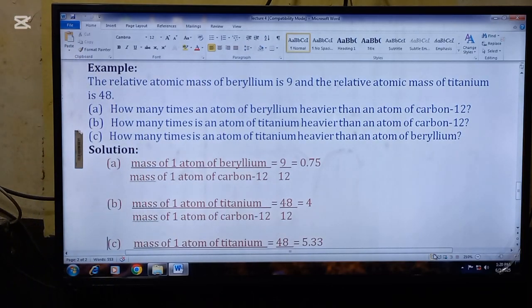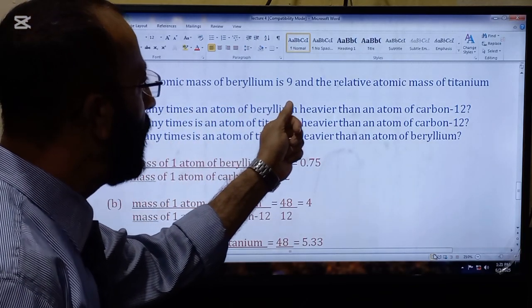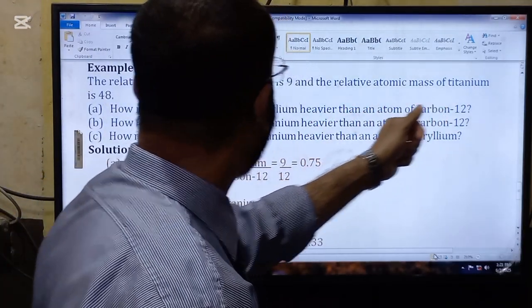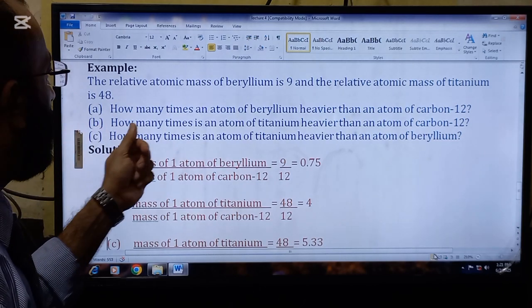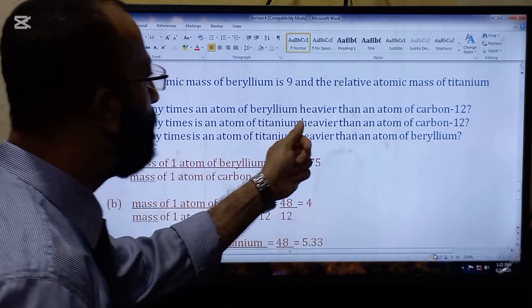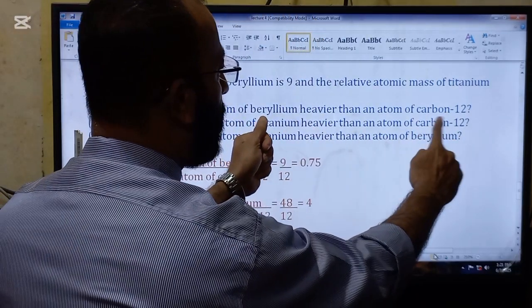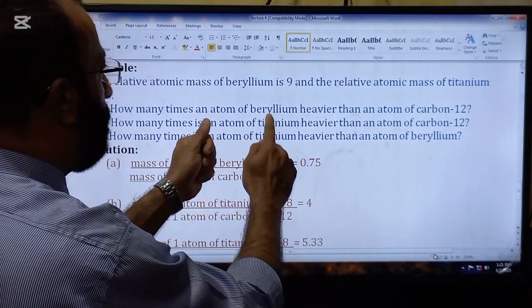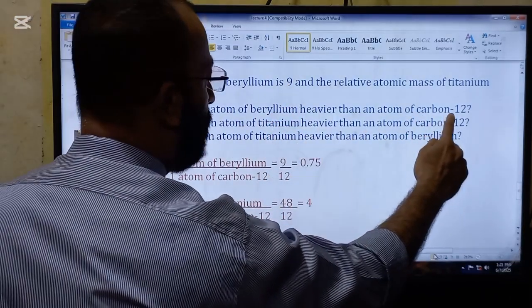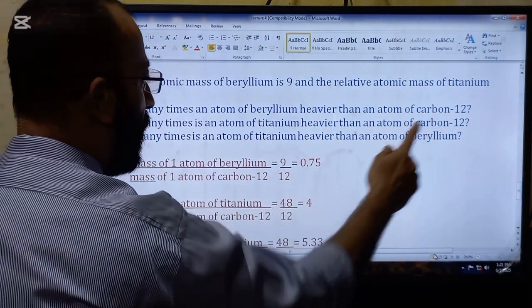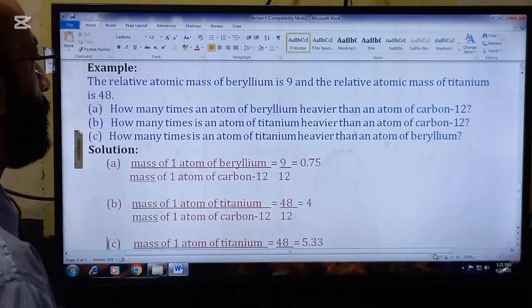Look now, here is another question. The relative atomic mass of the beryllium is 9 and that of the titanium is 48. A part, how many times an atom of the beryllium heavier than an atom of the carbon 12? So beryllium is going to be compared with carbon 12. So beryllium's mass will be written in the numerator and the mass of the carbon 12 will be written in the denominator. After cancellation, you will get the answer.